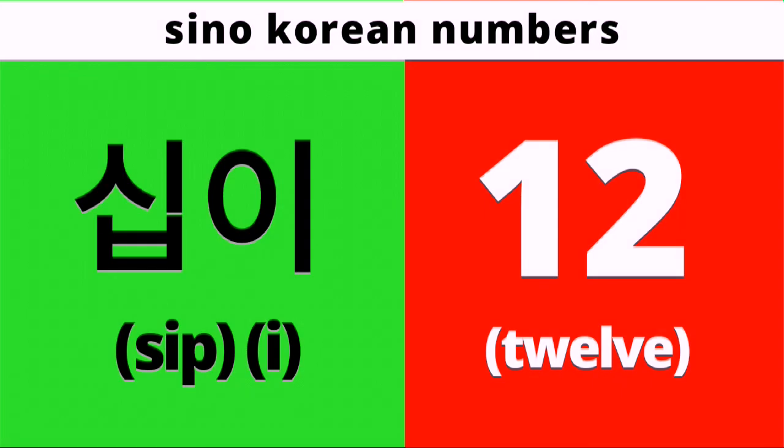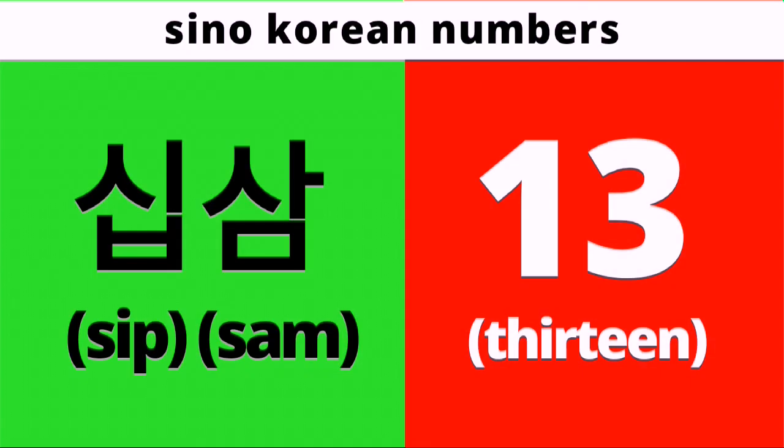The Sino-Korean translation of number 12 is ship i. Ship corresponds to the tens place of the number, and i corresponds to the ones place of the number. So the tens place is just 10, and the ones place value is just 2. So 10 plus 2 is 12. So 12 is ship i. The Sino-Korean translation of number 13 is ship sam. Ship represents the tens value, which is 10, and sam represents the ones place value, which is 3. So 10 plus 3 is 13, and that is ship sam.